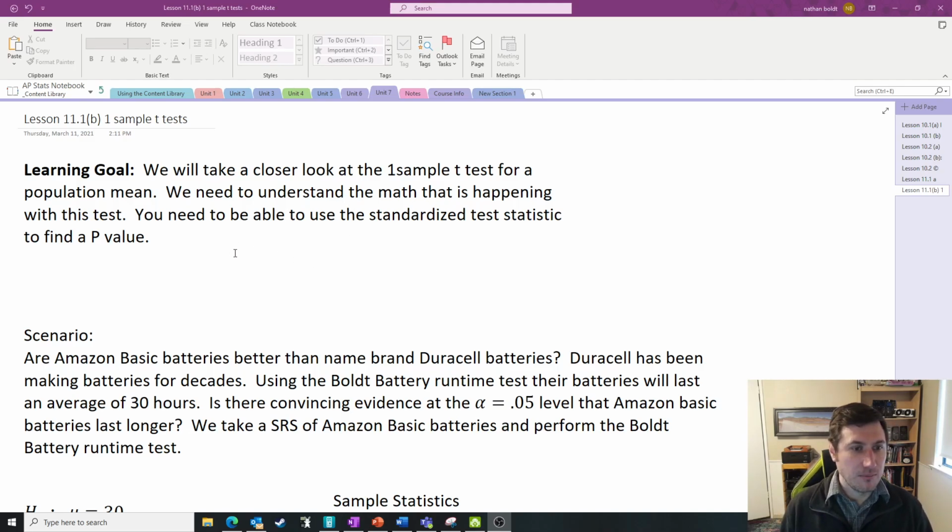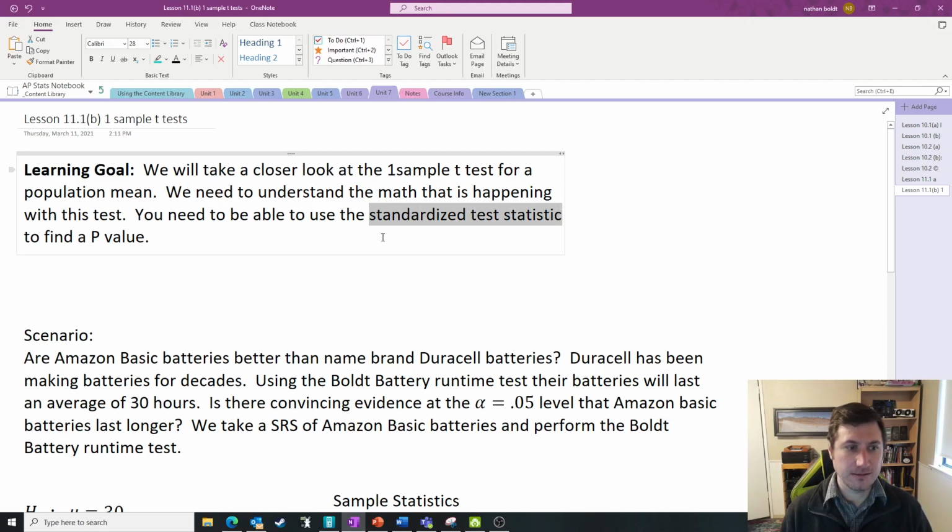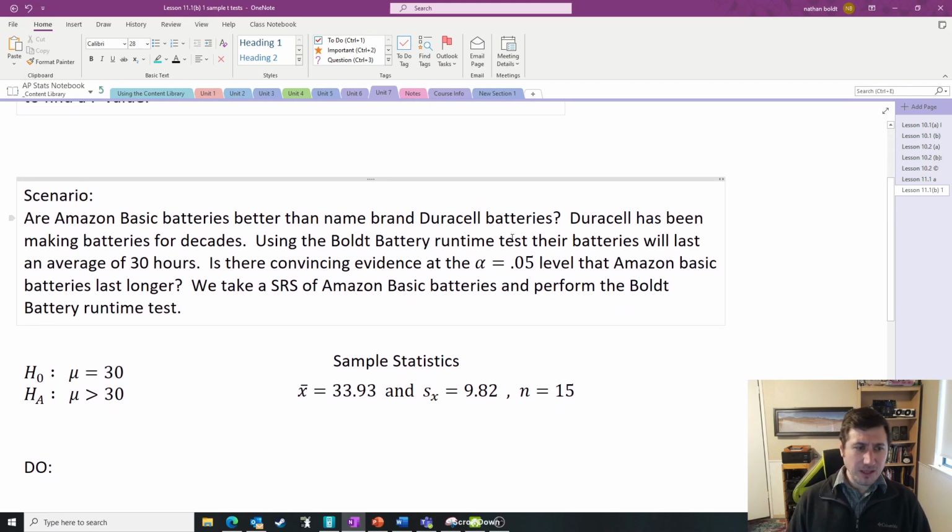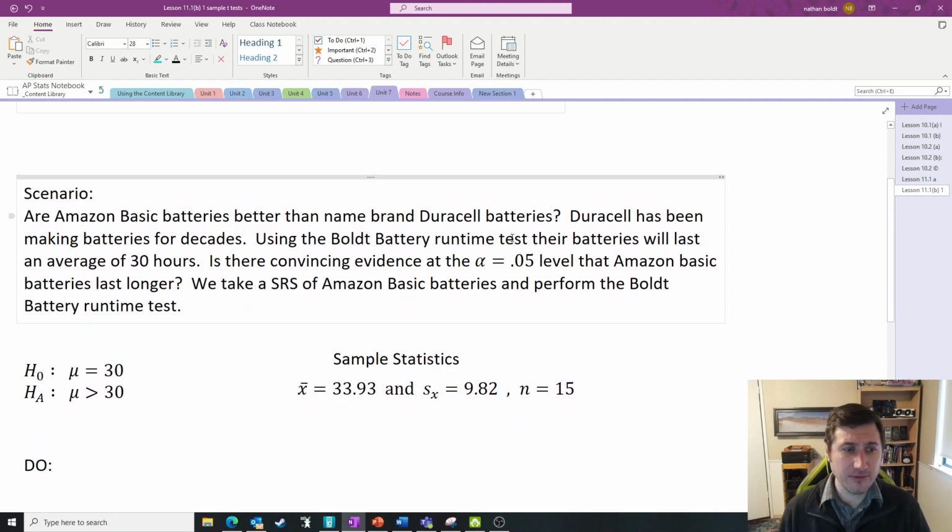So mostly we need to be able to understand the math so that we can use a standardized test statistic to find a p-value. Because sometimes you'll only get the standardized test statistic. You won't get the actual data or all the other things you need to plug into the calculator. So let's do this. We're just going to do the same scenario we had from class. We've got some Amazon batteries and we want to test whether or not they are better than Duracell batteries. And the Duracell batteries last 30 hours.